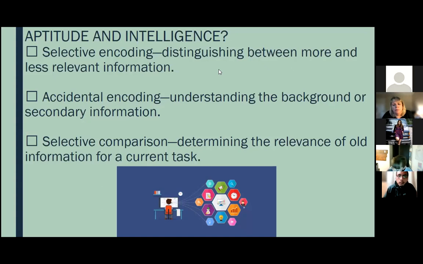There were two authors that related aptitude with intelligence. He described that aptitude is related to selective encoding. This is related to the production process, because at this stage we can distinguish between more and less relevant information. It happens in our minds when we're thinking about the words, and we have this bunch of words, and we remember the most relevant before the less relevant.